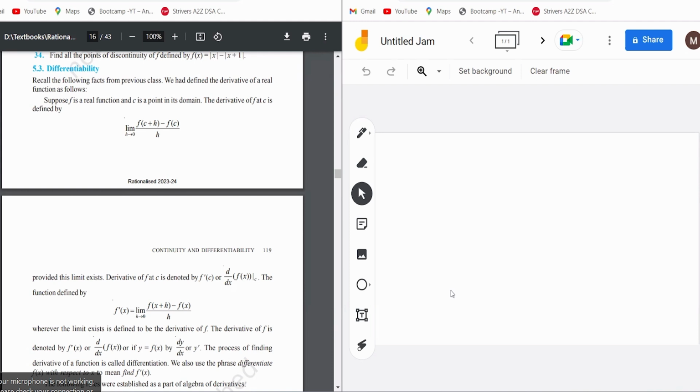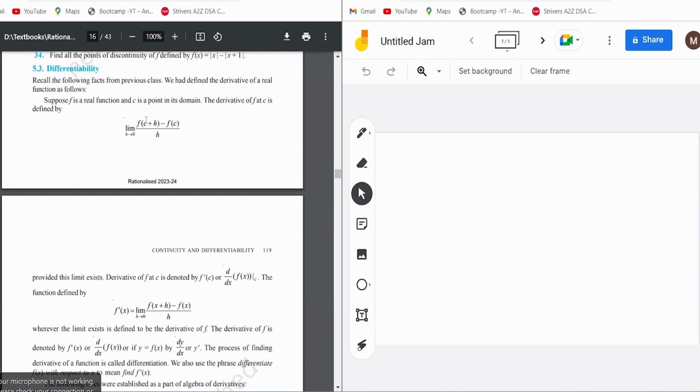The definition of differentiability is something like this: limit of h tending to zero, f of c plus h minus f of c divided by h. What is this? This is the derivative of the function at point c. Let's say you have a function f(x). You can take any function, let's say sin x. So you have to find the derivative of sin x at x equal to pi by 2.